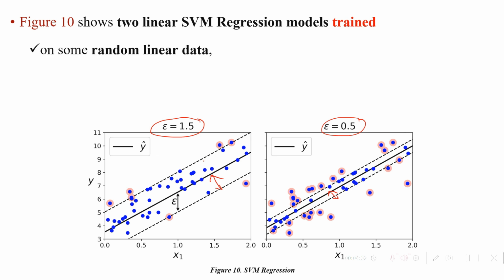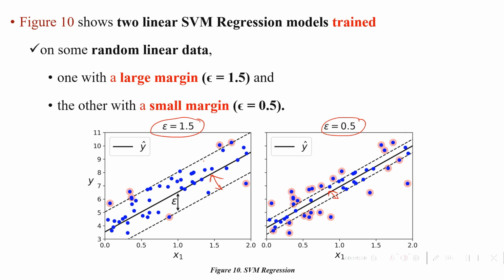On some random linear data, one model has a large margin with epsilon equal to 1.5, and the other has a small margin with epsilon equal to 0.5. That means epsilon is very high here compared to the other one. Here it contains epsilon equal to 1.5, so the margin is very high, and more instances are between these two lines, these two hyperplanes or support vectors.